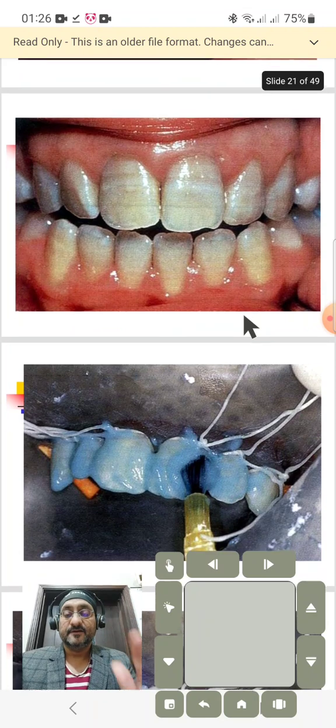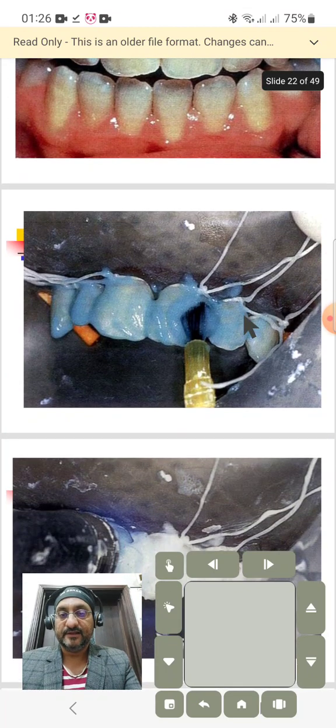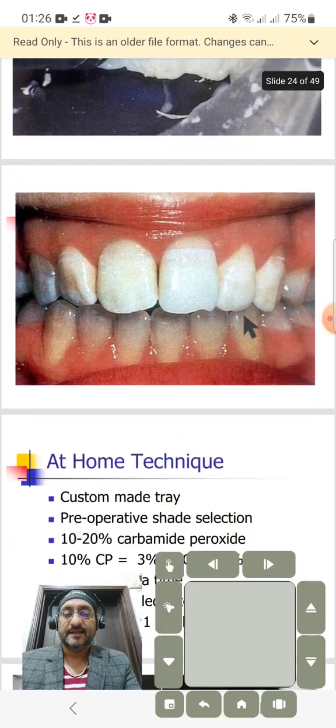Always have vitamin E in your clinic. Sometimes there is a spillage of hydrogen peroxide, maybe on the cheek or the lips as well. There was an incident of a patient referred to me, so always have vitamin E in your clinic. You can see complete isolation with the rubber dam, the activation of the light, and then the results.